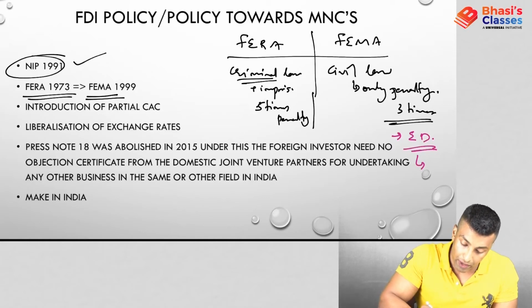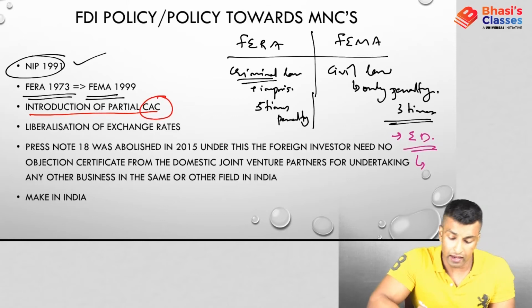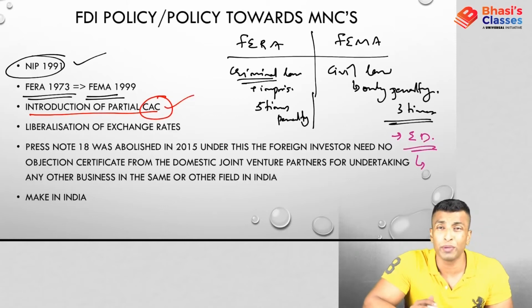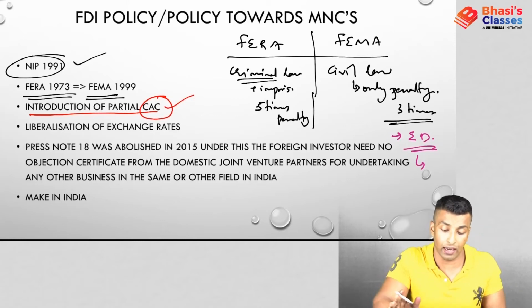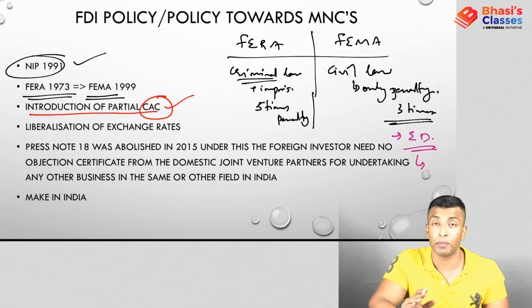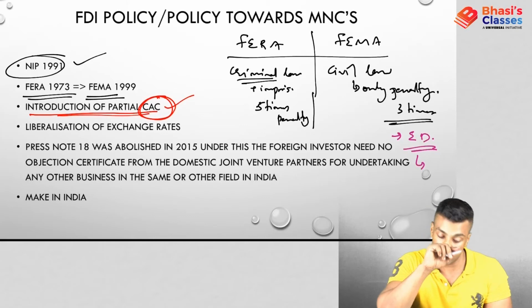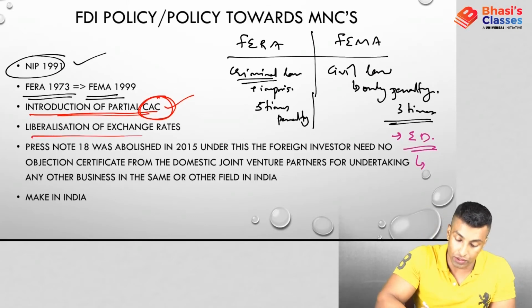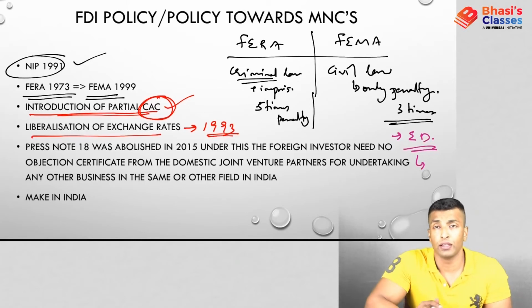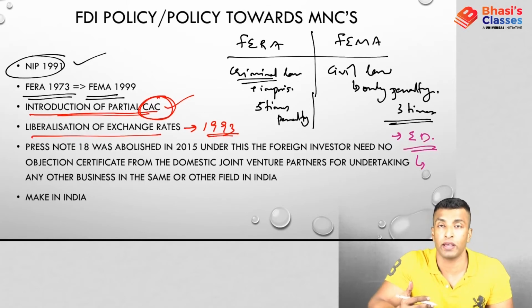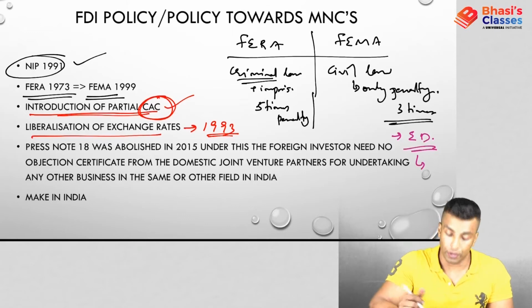Then introduction of partial current account convertibility. Current account convertibility and all this have to be discussed in detail later, but just now understand under policy, because I have to complete this in 30 minutes, so that restriction is there. So I'll be talking about this in detail in some other video. Liberalization of exchange rates. You already know that from 1993 onwards we have a managed float. So floating but managed float, RBI can interfere in case there is a problem in the currency.